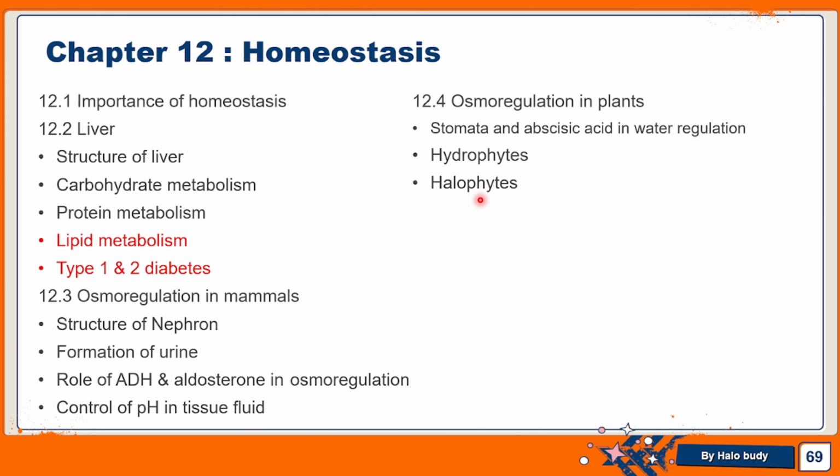Humans, if we stay at the sea for a long period, our water will be lost. We will lose our water. We will be dehydrated. We need to consume a lot of water. Why? Because the sea containing salt is a hypertonic condition. Remember, hypertonic. Our water will be lost. So halophyte, how can this plant survive in the hypertonic condition? So you need to know about the morphological characteristics of these two plants.